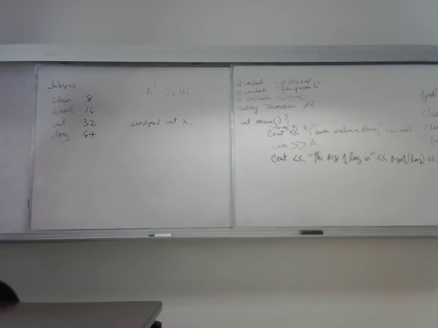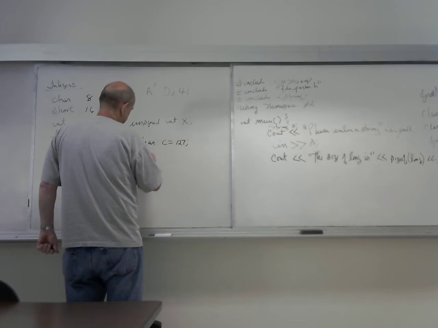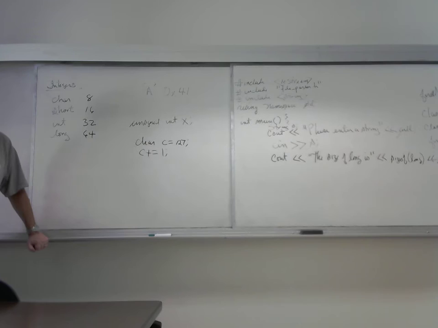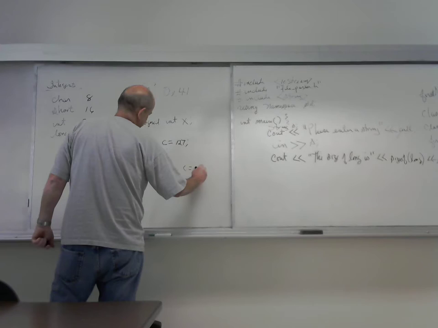But what's the difference? Well, imagine that we have an 8-bit one. Okay, what's the value of c? I'll give you a hint, it's not 128. It's negative 128. Now it's 128.